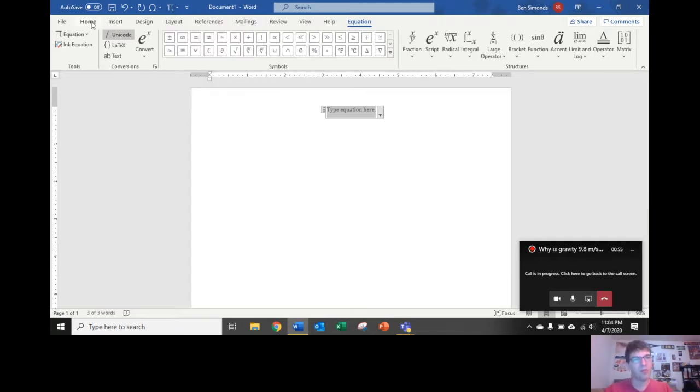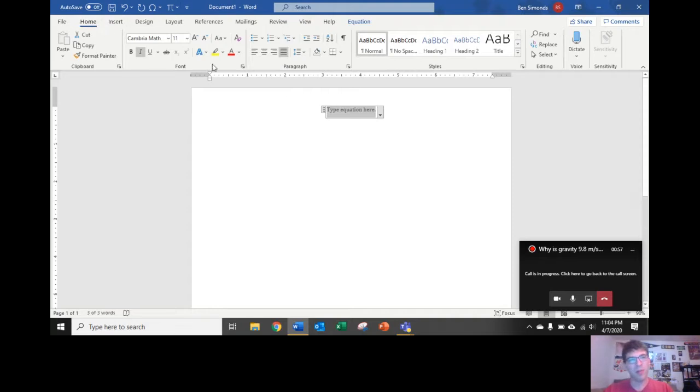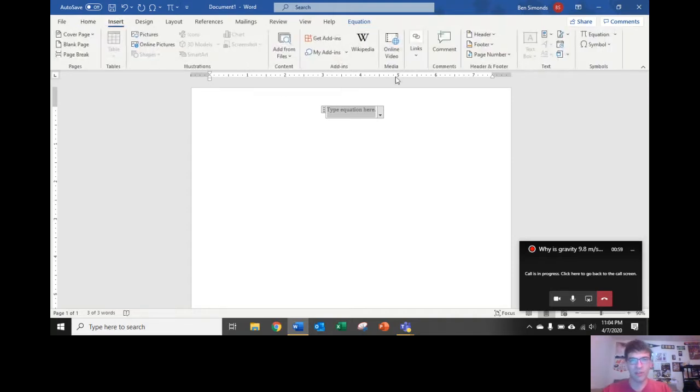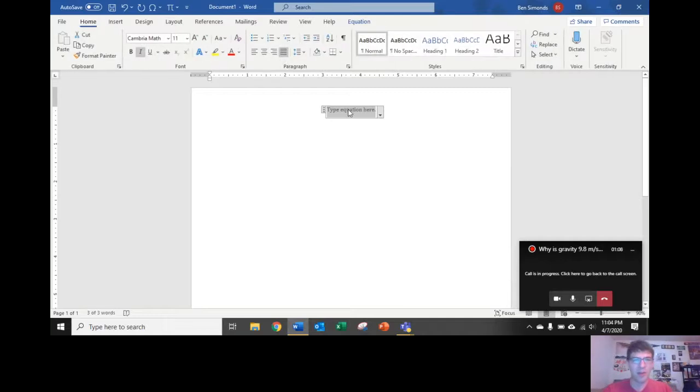Yours won't be up here. I moved mine to be up here. But to insert an equation, you just go to Insert, Equation, and to make it look like mine, you can right-click and add it to the Quick Access toolbar, which puts it up here like mine. So anyway, here's Equation Editor.